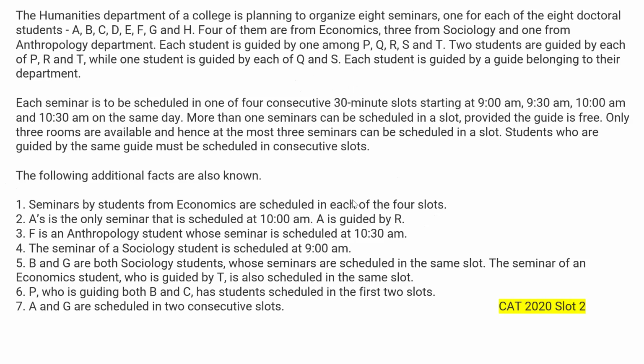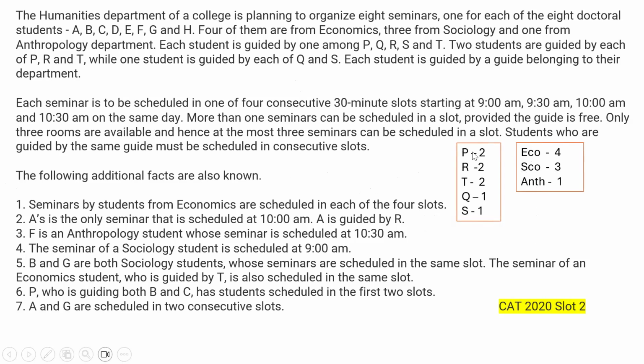So everything, whatever we have read, we will just capture this, right? 8 students are there and they are divided subject-wise. This is what we have read first. So subject-wise, it will be economics four, sociology three, and anthropology one. This is the subject-wise distribution of students. Then there is the guide. So who will be guiding whom? This is what they have given. So P will guide two students, R will guide two, T will guide two, and Q and S, each of them will guide one. Right? So this is what we have captured so far.